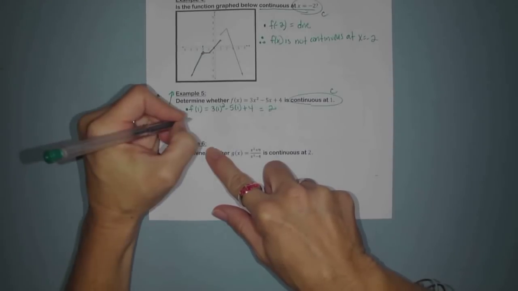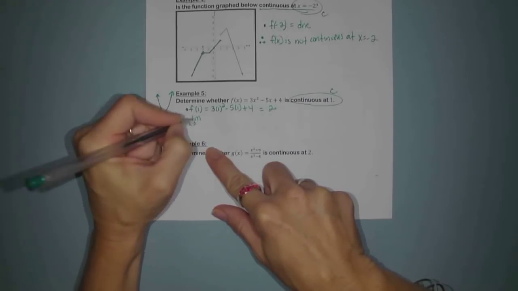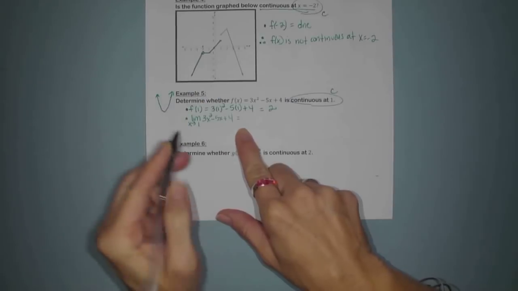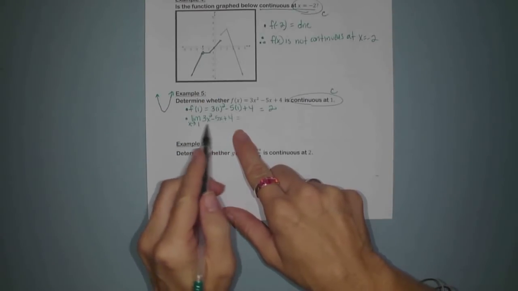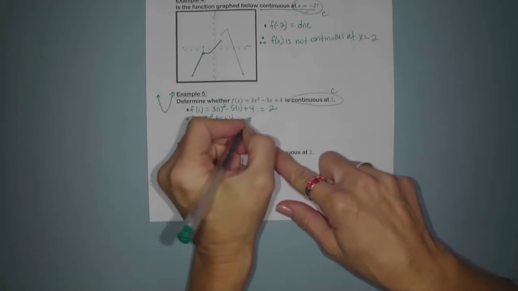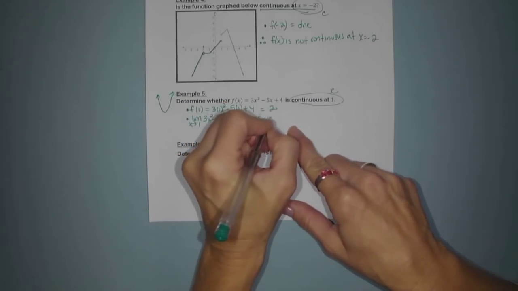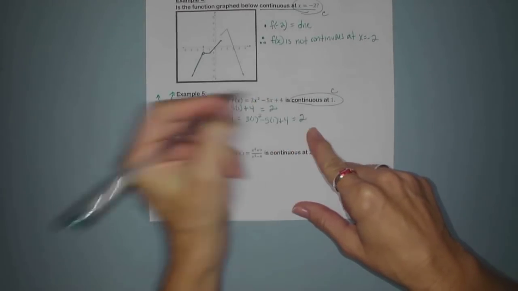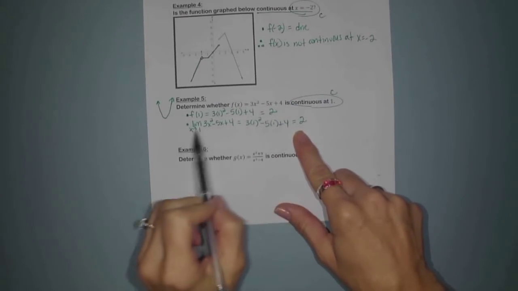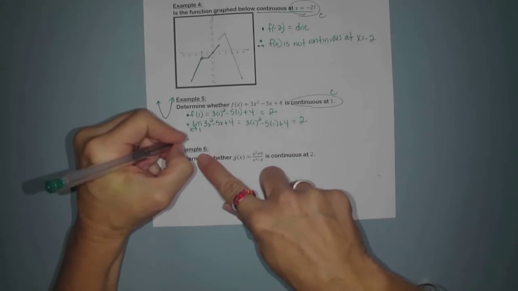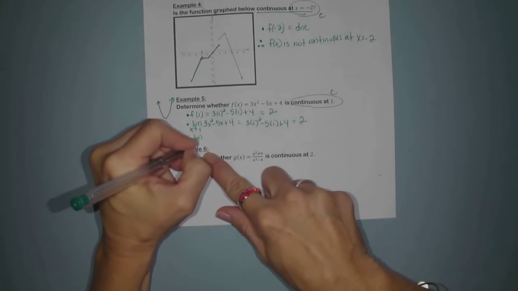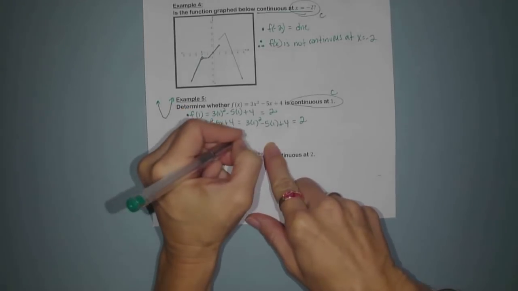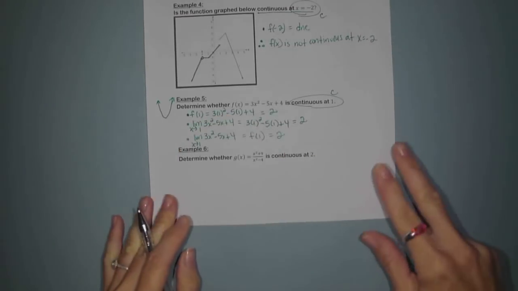Next bullet is the limit as x approaches 1 of the function 3x squared minus 5x plus 4. Well, we know to do a limit analytically, the first step is just to plug it in. So I'm just going to plug it in. 3 times 1 squared minus 5 times 1 plus 4, and that's also 2. So f of 1 is 2. The limit as x approaches 1 is 2. They're equal, so I'll state that the limit as x approaches 1 of 3x squared minus 5x plus 4 is equal to f of 1, and they both equal 2.